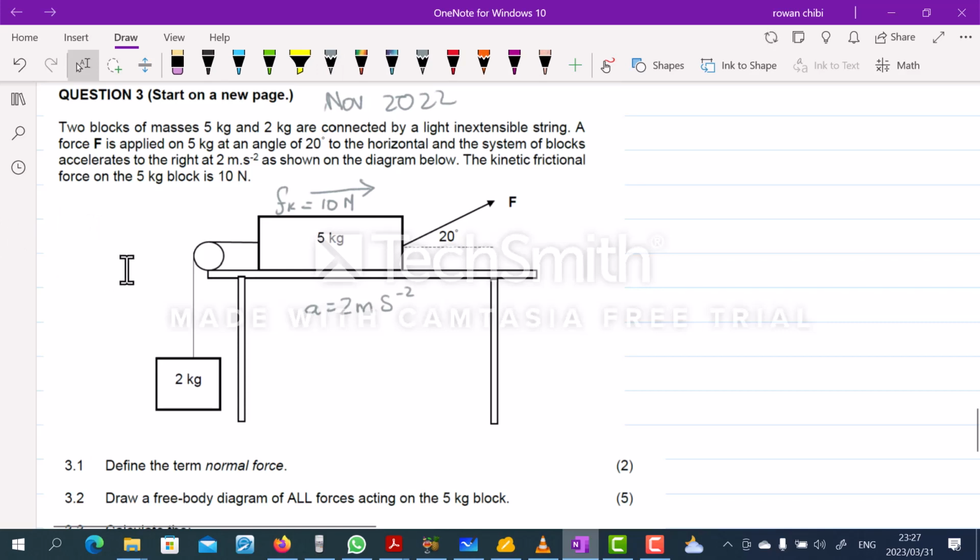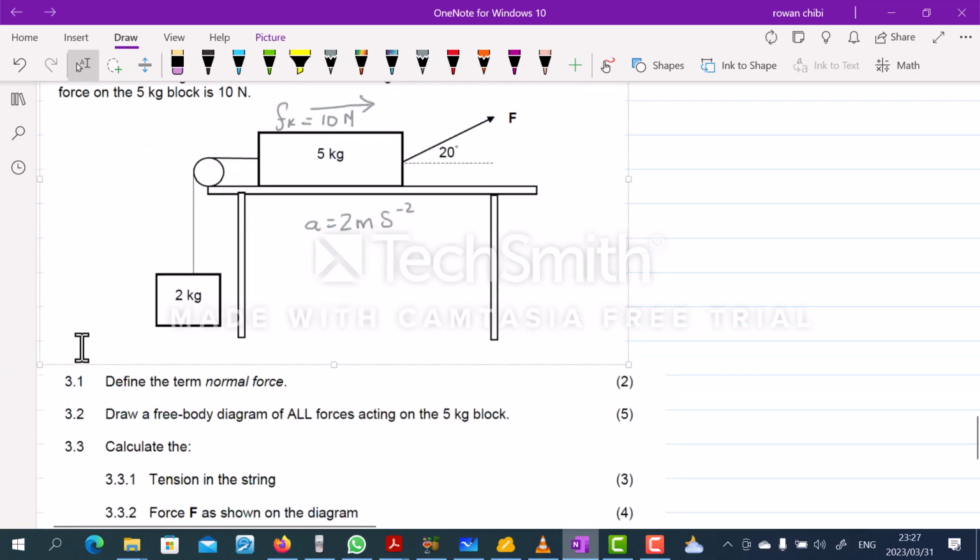Now, before we go to the questions, okay, let's go to the questions, because if I wanted to start explaining the free body diagram of both blocks, anyway, they will ask us the free body diagram of the 5 kg block. So 3.1, if you check your questions, says define the term the normal force.